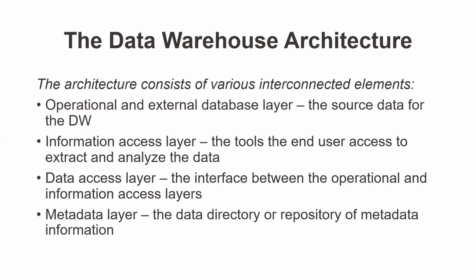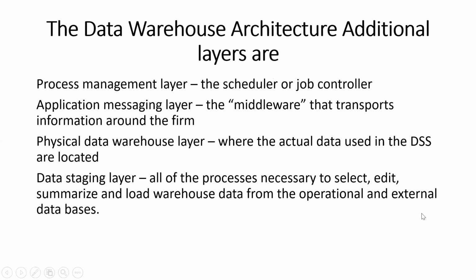The data warehouse architecture has additional layers, which are the process management layer, the scheduler or job controller, and the second one is the application messaging layer. It is the middleware which transports the information around the firm, which is only for the purpose of internal activities of the organization. And the third one is the physical data warehouse layer. In this, the actual data used in decision support systems is located in the organization.